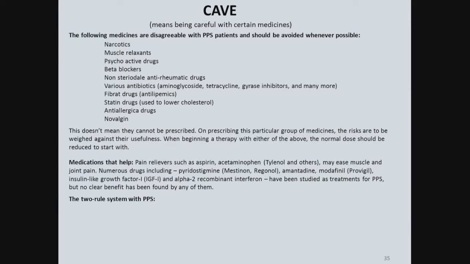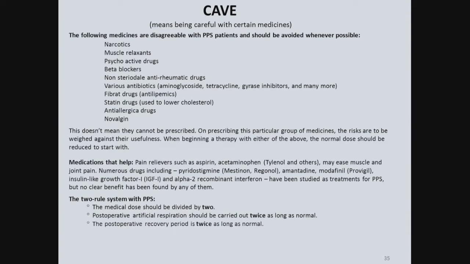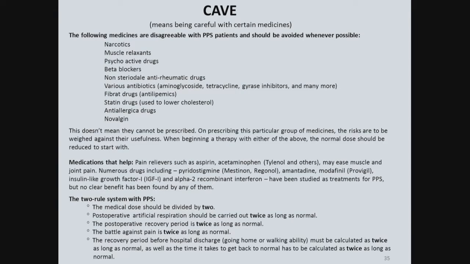The two-rule system should be applied for patients with PPS. The doses should be divided by 2. Post-operative artificial respiration should be carried out twice as long as normal. The post-operative recovery period is twice as long as normal. The battle against pain is twice as long as normal. The recovery period before hospital discharge, going home, or the walking ability must be calculated as twice as long as normal, as well as the time it takes to get back to normal, has to be calculated as twice as long as normal.